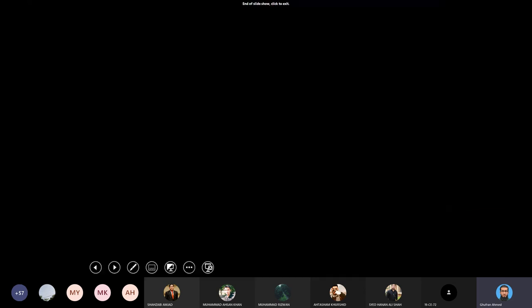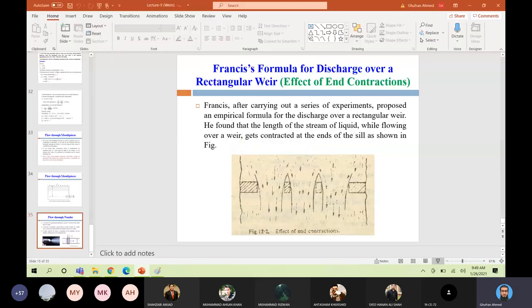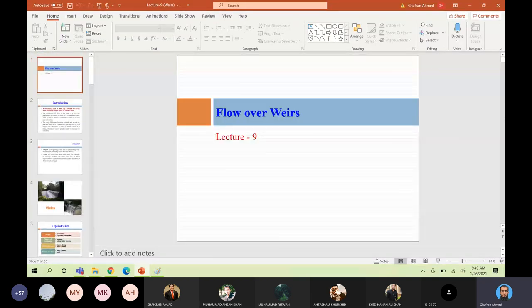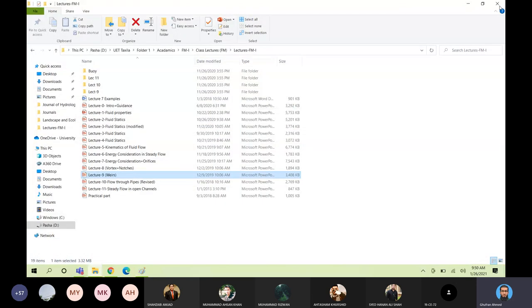So this is all about flow through weirs. So now we are left with two topics. Probably we have two lectures as well: flow through pipes and open channel flow. Any question?